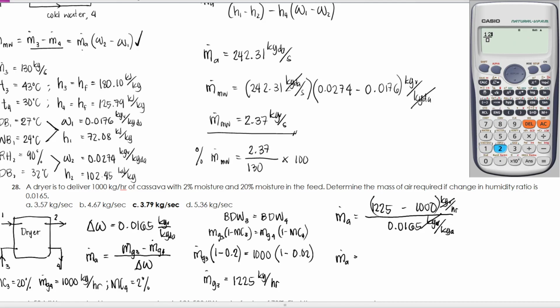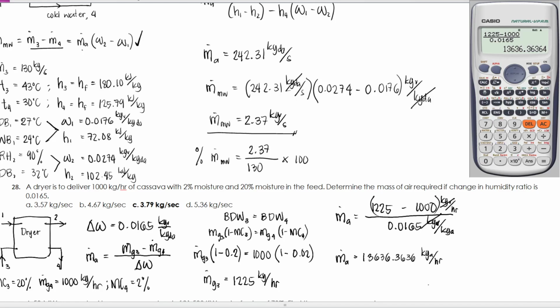Alright. So, 1225 minus 1,000 over 0.0165. Tama ba? Ay, malaki. Naka per second. Okay. So, 13636.3636. Ito is naka kilograms of dry air per hour.